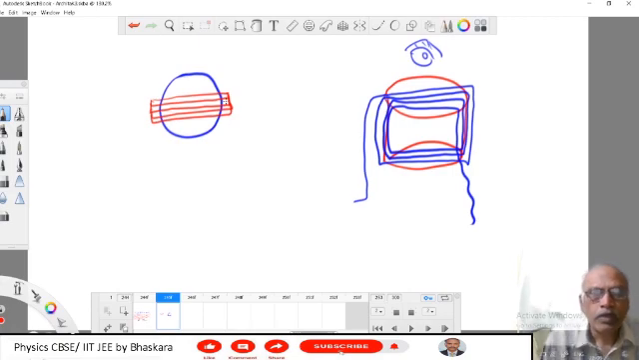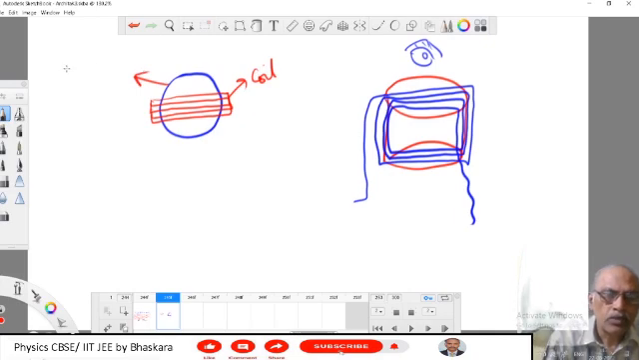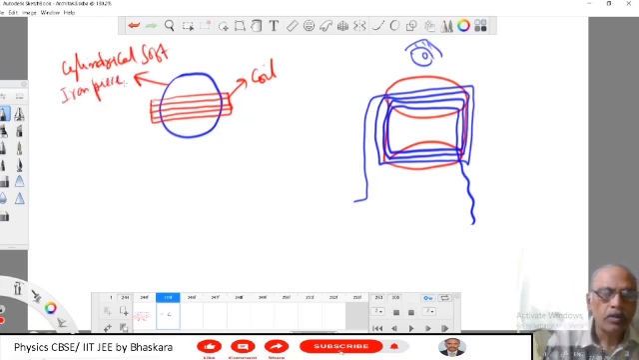Now this is your coil, and this is the cylindrical soft iron piece. Are you following this one?